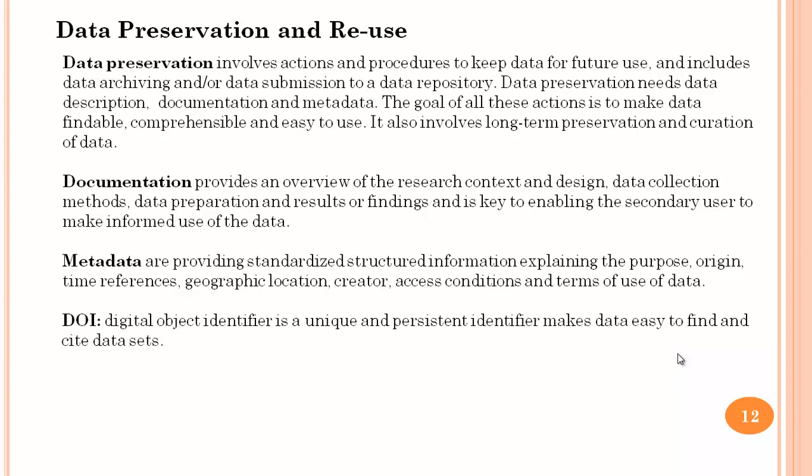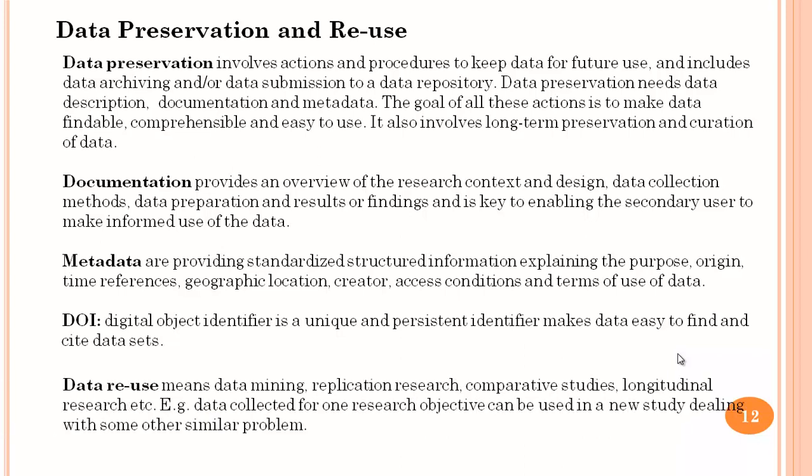DOI, Digital Object Identifier, is a unique and persistent identifier that makes data easy to find and cite. Data reuse means data mining, replication, research, and comparative studies, longitudinal research, etc. For example, data collected for one research objective can be used in a new study dealing with some other similar problem.